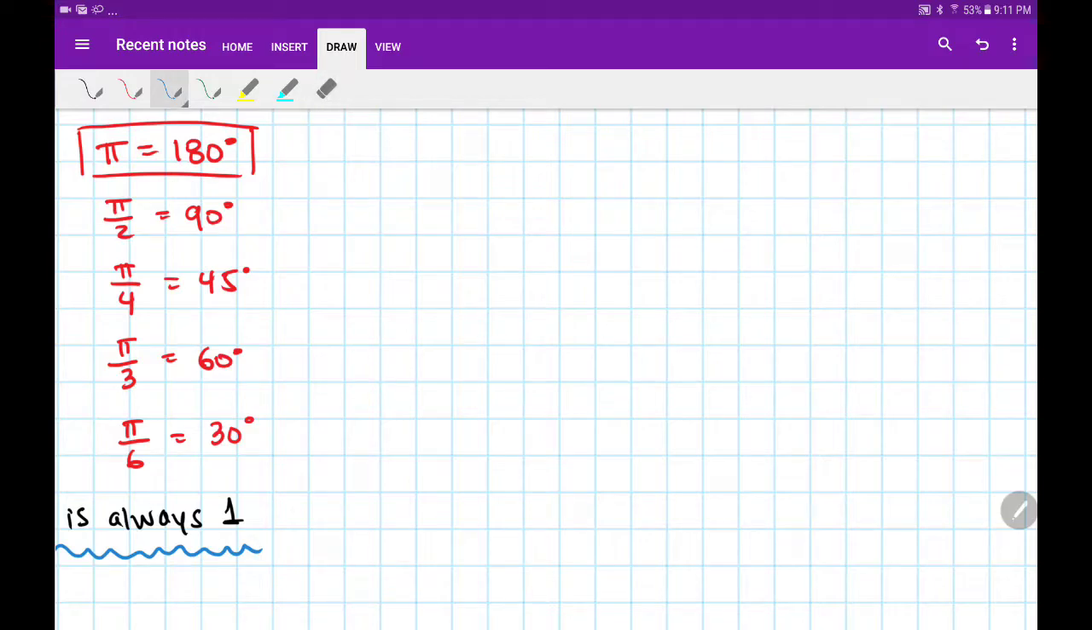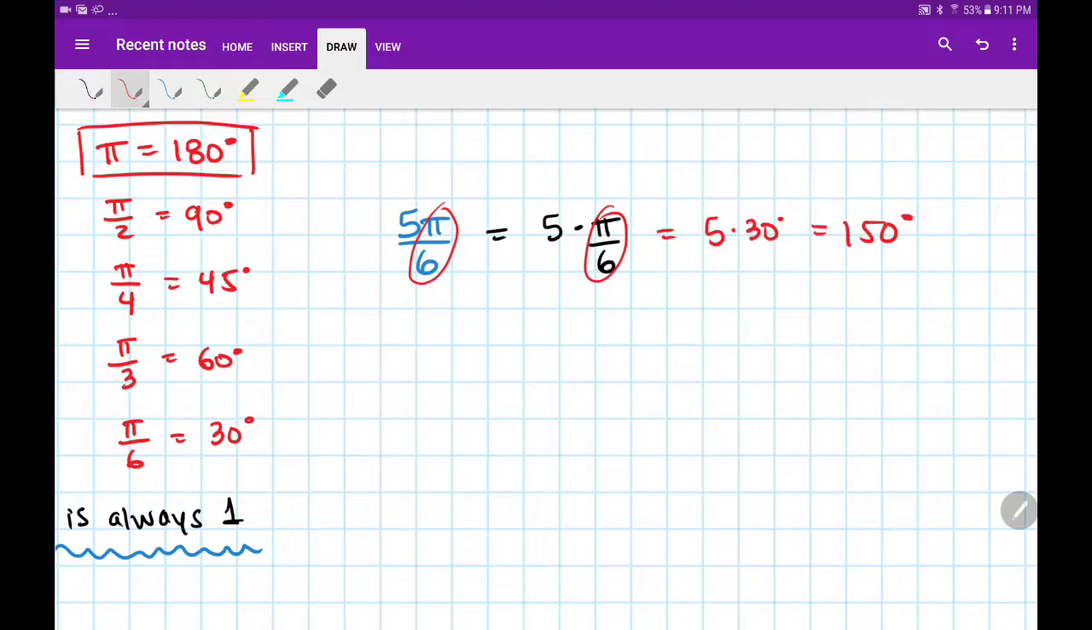So let me show you why this can be so helpful. If I say 5 pi over 6, for example, we can very quickly calculate this if we remember that pi over 6 is actually equal to 30 degrees. I'm going to rewrite this first. This is equivalent to 5 times pi over 6, right? If I put this over 1 and multiply across, I'll get 5 pi over 6. But if you keep in mind that pi over 6 is actually 30 degrees, then you're simply doing 5 times 30, and so you get 150 degrees really quickly.